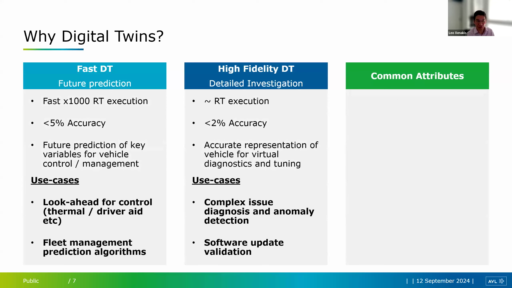But just to quickly cover, usually the fast DTs are used for future prediction, things like fleet management. Look-ahead controllers fall into the fast DT category. The high fidelity DTs can be used to diagnose more complex issues and usually have controllers built in. They can even be used for things like software validation.